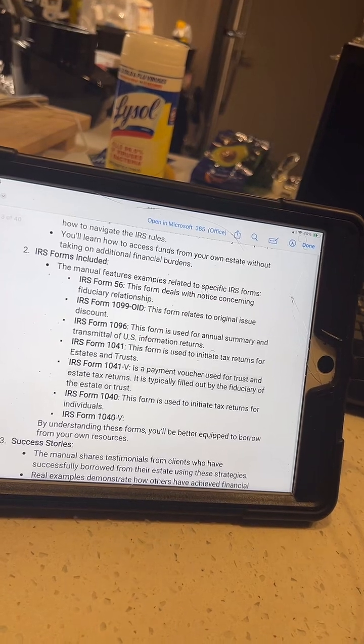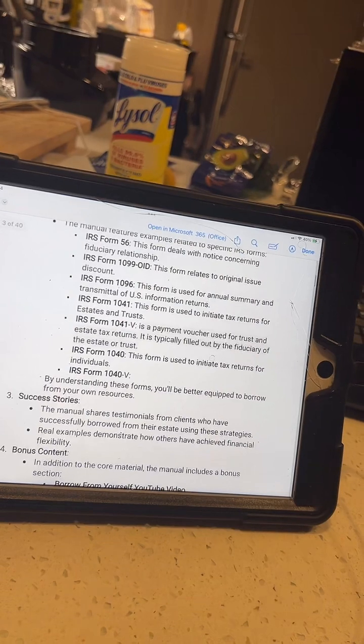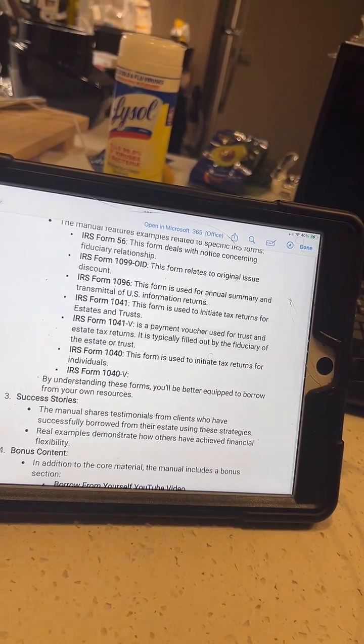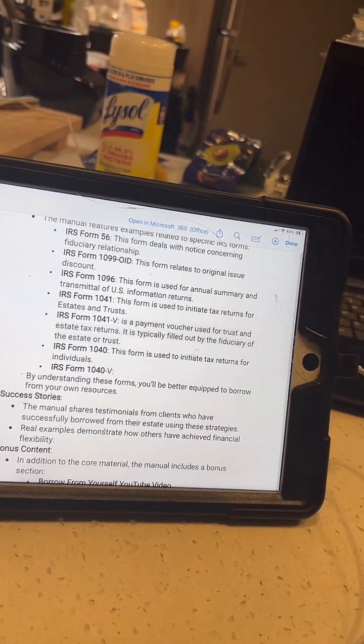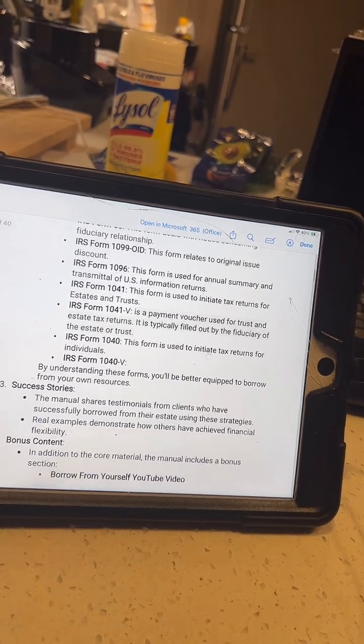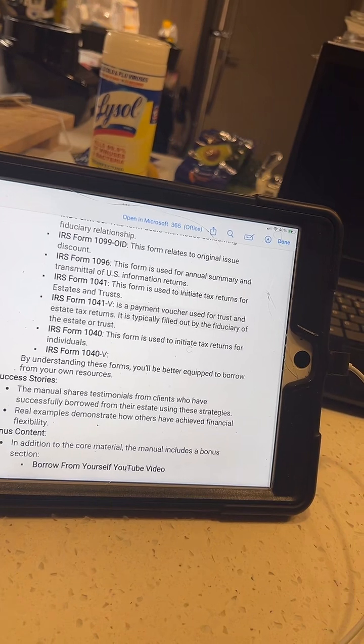IRS Form 56, this form deals with notice concerning fiduciary relationship. IRS Form 1099 OID, this form relates to original issue discount. IRS Form 1096. This form is used for the annual summary transmittal of U.S. information returns. IRS Form 1041. This form is used to initiate tax returns for estates and trusts.